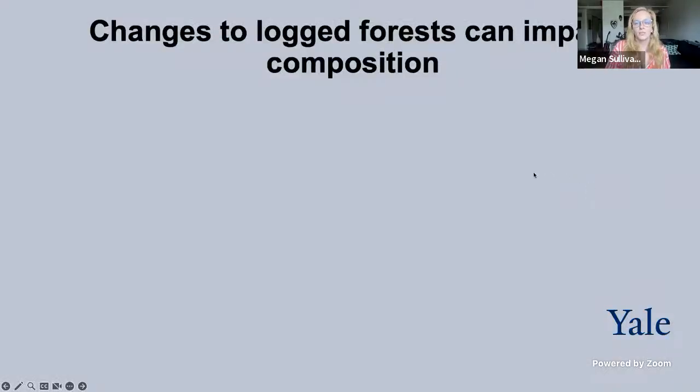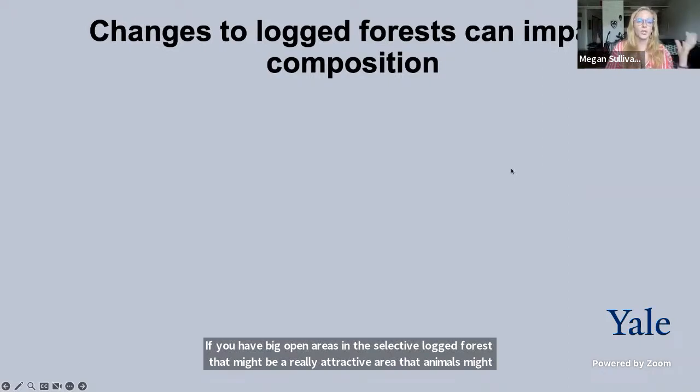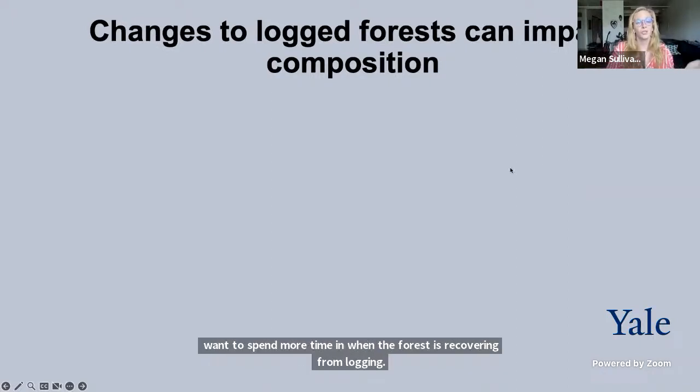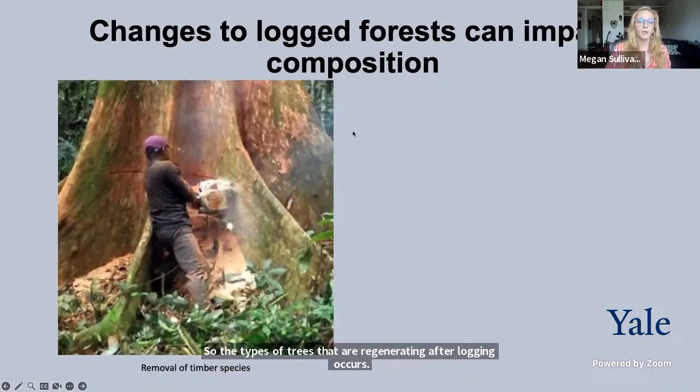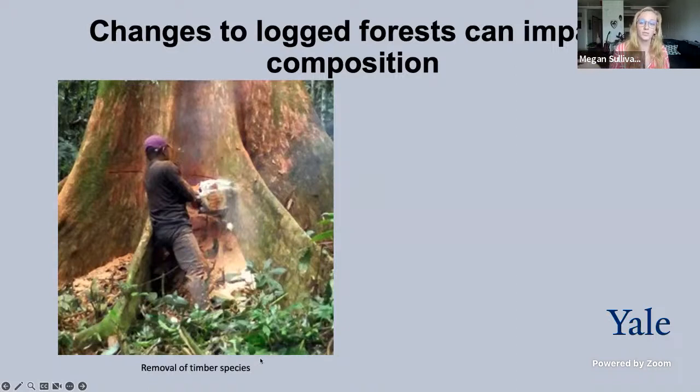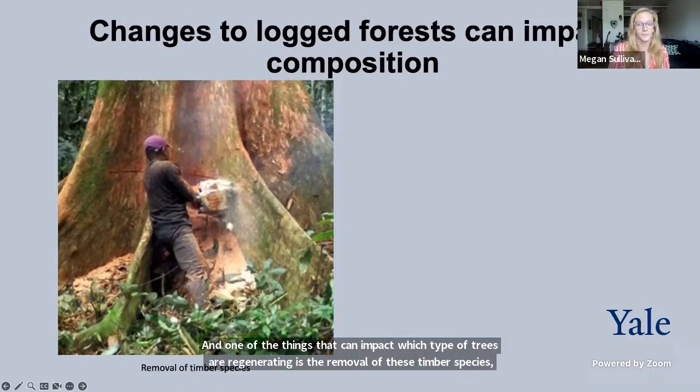So as we discussed earlier, some of these changes will happen, and these changes can impact forest composition. So the types of trees that are regenerating after logging occurs. And one of the things that can impact which type of trees are regenerating is the removal of these timber species. And this could lead to a lower timber species regeneration because fewer adult-sized timber trees that are seed sources would be in the forest canopy.